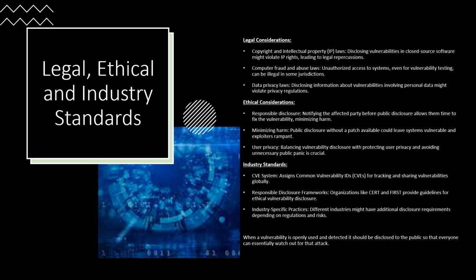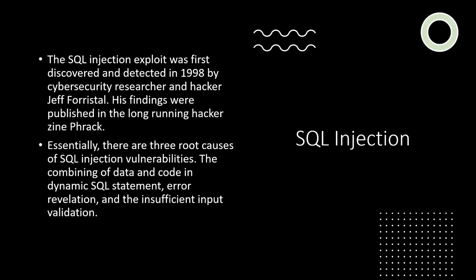So, a little background on the SQL injection exploit. It was first discovered and detected in 1998 by cybersecurity researcher and hacker Jeff Forristal. His findings were published in the long-running hacker magazine Phrack. Essentially, there are three root causes of SQL injection: combining data encoded in dynamic SQL statements, error revelation, and insufficient input validation. Those are the main root causes of it.